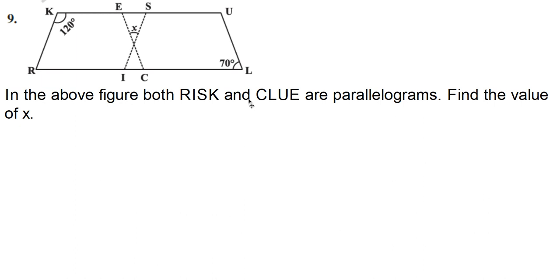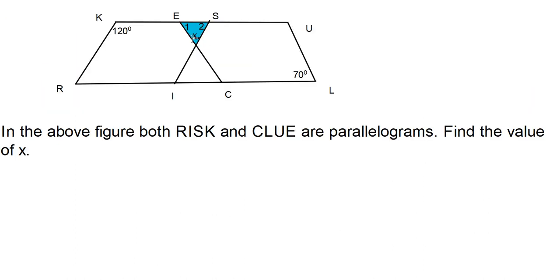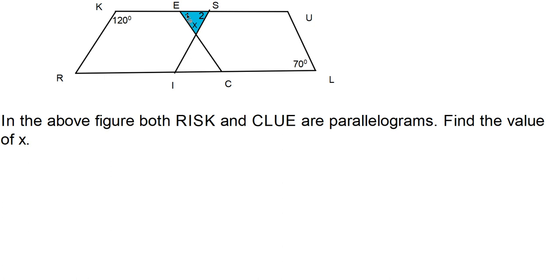In the above figure, both RISK and CLUE are parallelograms. Find the value of x. Here you have to find out the value of x. Let the angle CES be angle 1 and ESI be angle 2. If you know angle 1 and angle 2, you can use the angle sum property. That is angle 1 plus angle 2 plus x is equal to 180 degrees. Now, how do you get angle 2? For that, first you find out angle R.